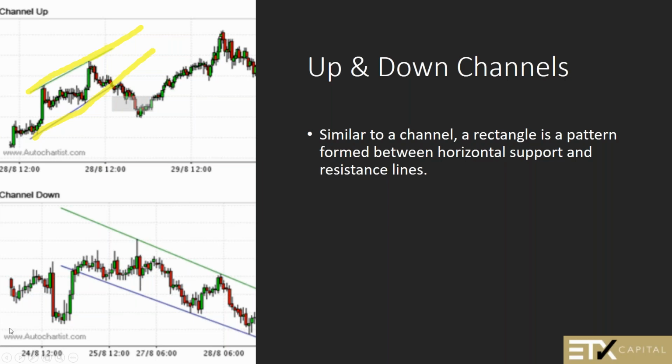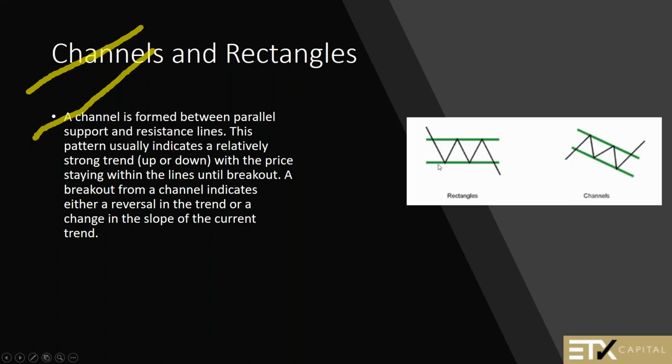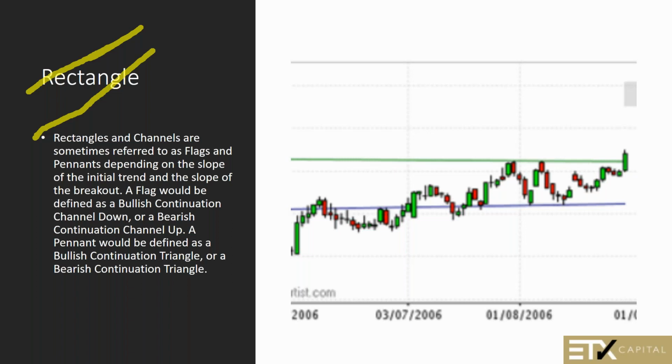In the previous we had rectangles, same thing. On the swing lows and swing highs we projected two lines from them similar to trend lines, and both of them were horizontal, and they formed a rectangle. Now, rectangles and triangles are sometimes referred to as flags and pennants, depending on the slope of the initial trend and the slope of the breakout. A flag would be defined as a bullish continuation channel down, or a bearish continuation channel up. A pennant would be defined as a bullish continuation triangle, or a bearish continuation triangle.